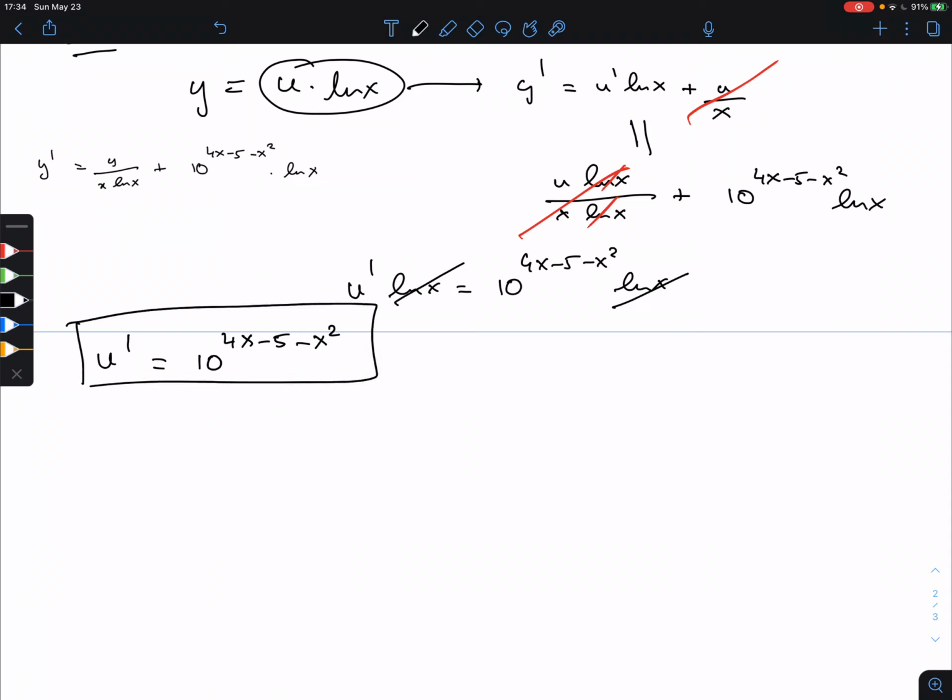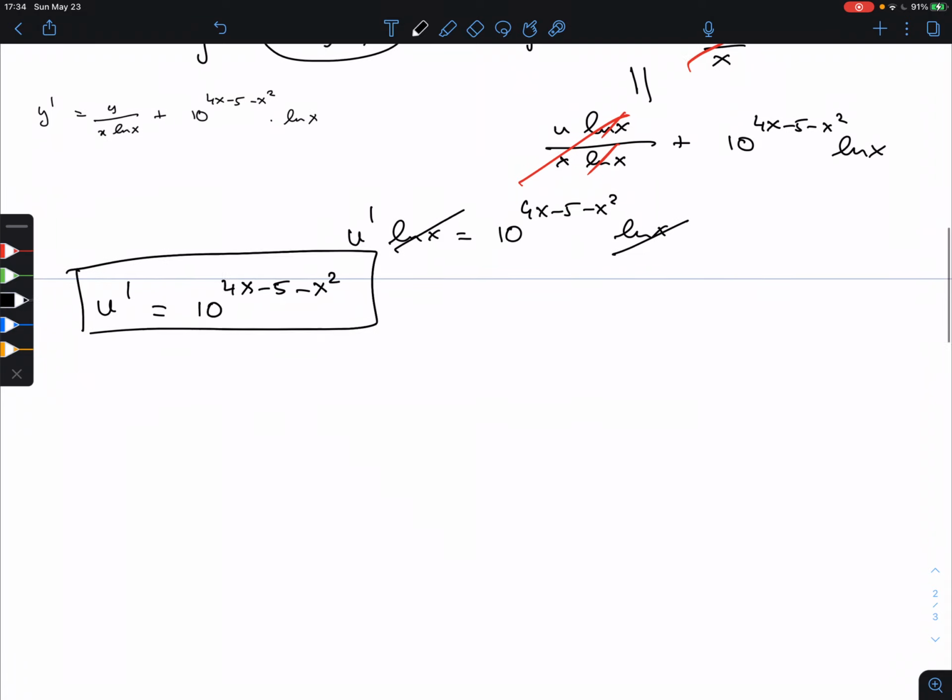But this is an antiderivative problem. We just have to antidifferentiate. The problem is that this cannot be antidifferentiated. The exponent is a quadratic, and there's absolutely no way to deal with this. So this is unsolvable as an integral, and so we have to use a numerical method.